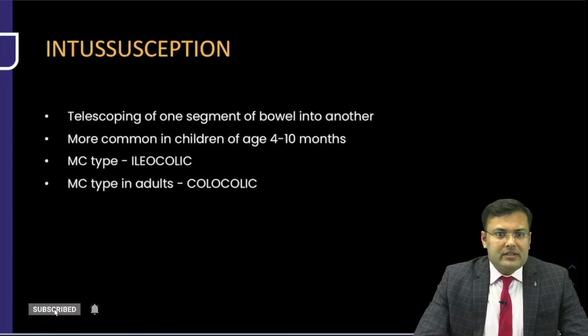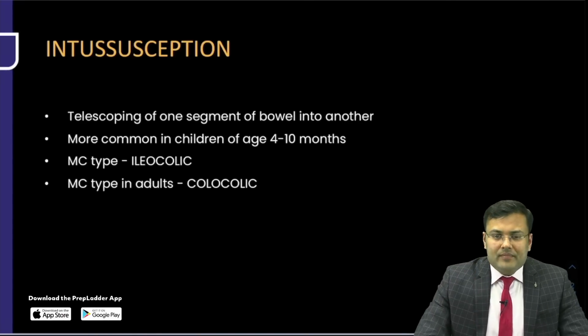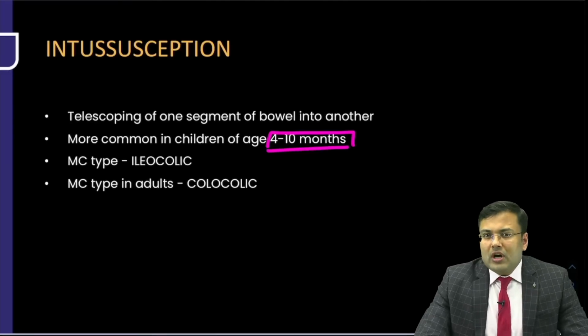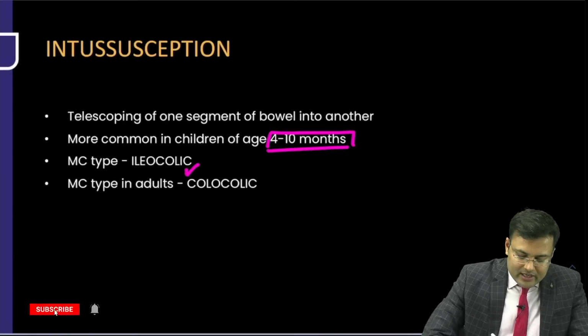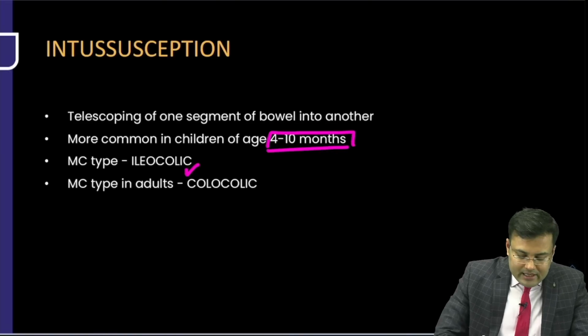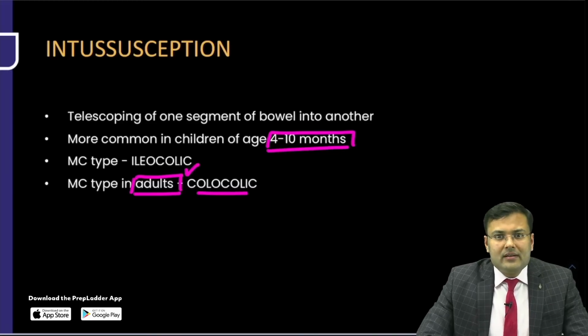First we are going to discuss intussusception. So you know what is intussusception? It is telescoping of one segment of bowel into another, and generally it is idiopathic. In which particular age group is it seen? In 4 to 10 months of age. You tell me what is the most common type. If the question is asked that the most common type of intussusception, that is ileocolic, and if it is asked what is the most common type of intussusception in adults, so in adults it is colocolic, right?